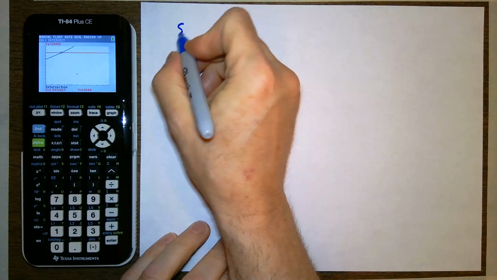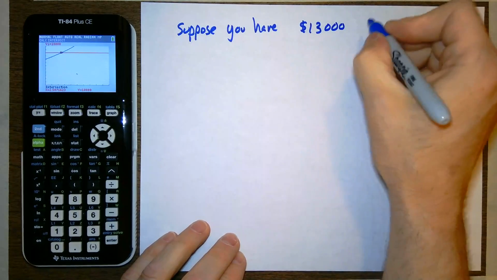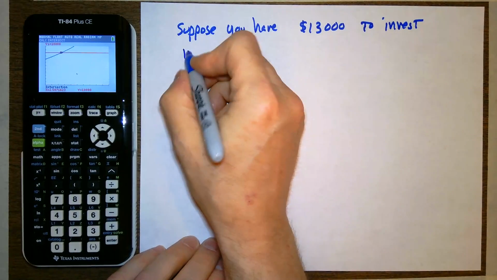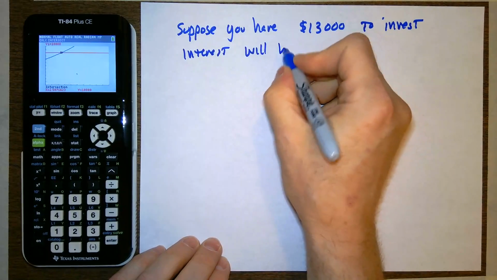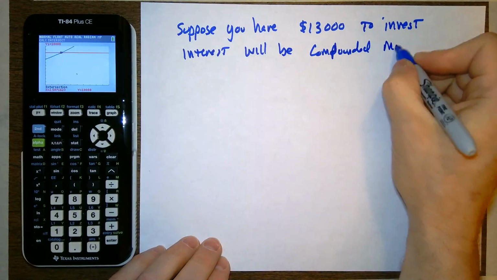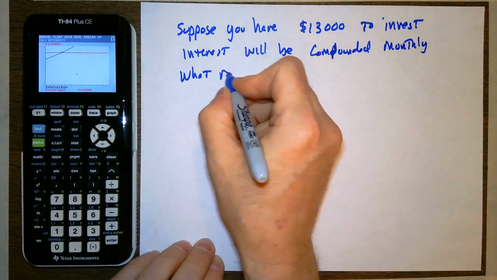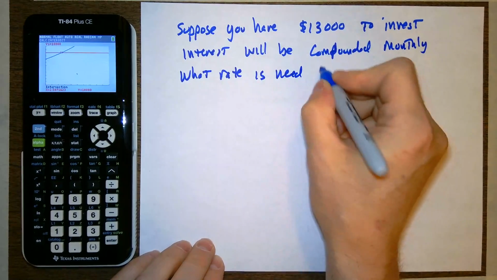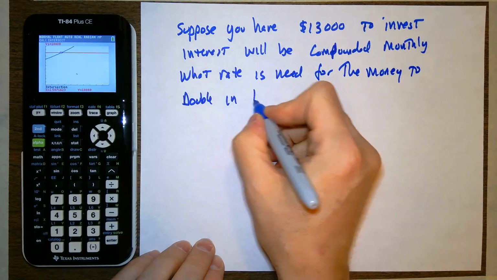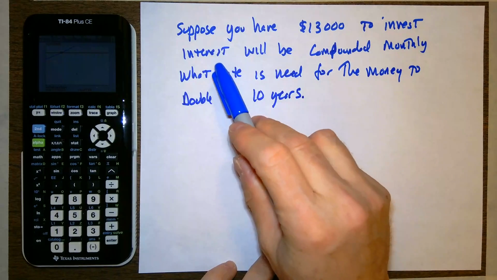In this one, suppose you have $13,000 to invest. Now the interest will be compounded monthly, and you want to know what rate is needed for the money to double in 10 years. So we've got $13,000 to invest, and the interest is going to be compounded monthly.